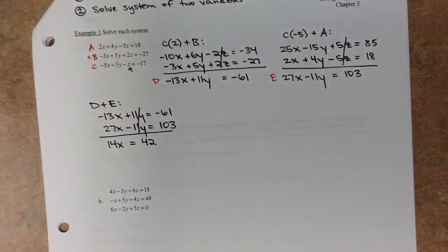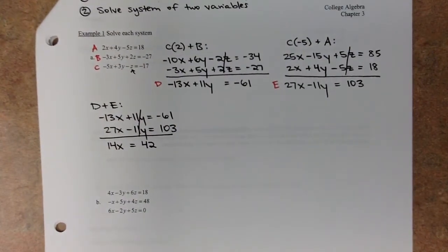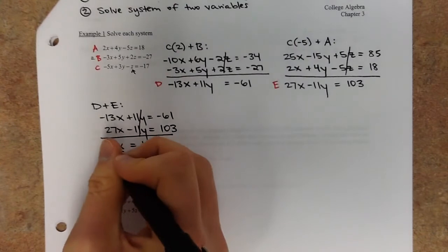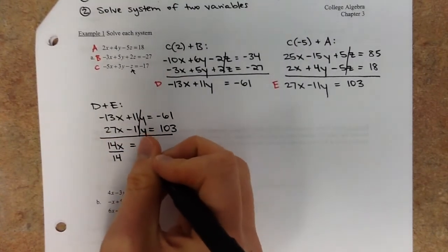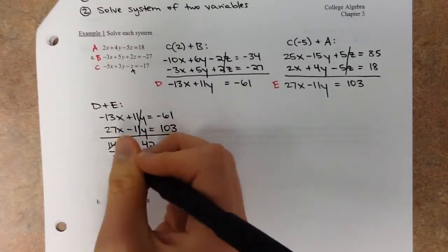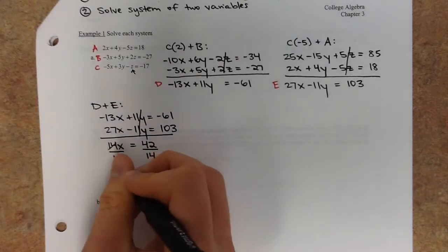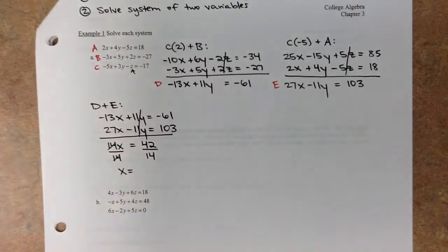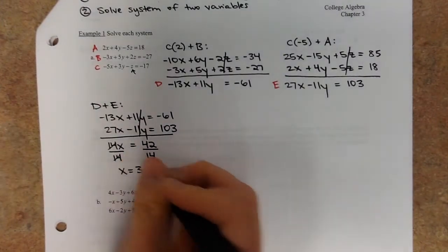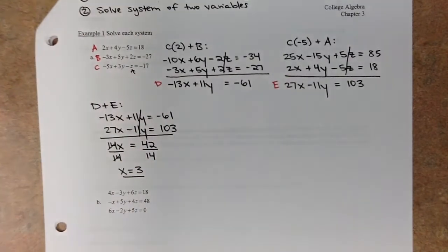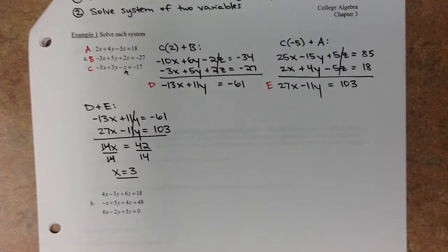Okay, so I'm still working on that second step. We're solving this system of two variables. So to get the x by itself, I divide both sides by 14. 14s will cancel right here. So I get x by itself, and then if you simplify 42 divided by 14 gives me 3. So that is one of my values. I'm 1 for 3, but unfortunately, if it makes you feel any better, the hard part is pretty much over.